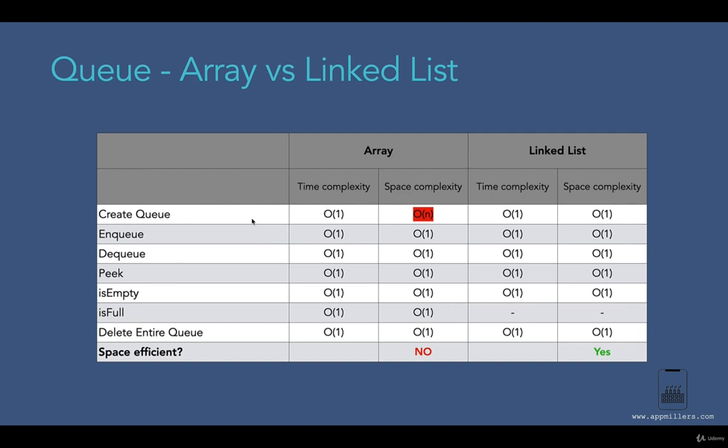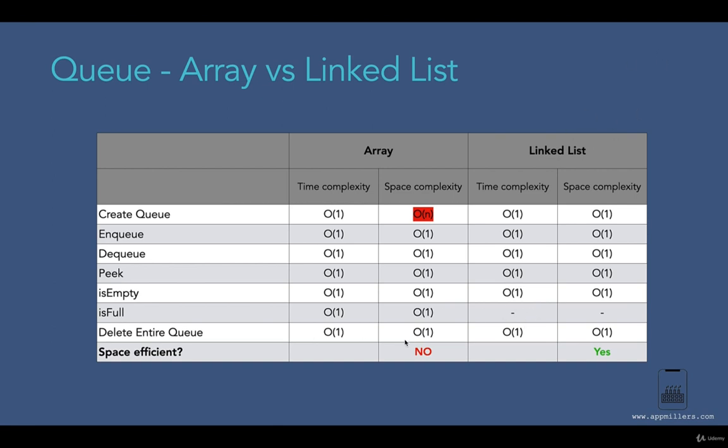Now in case of time complexity, we can easily see that both cases, using array and linked list, take O(1) time complexity. So from this table, you can easily see that creation of queue in both cases takes O(1) time complexity, enqueue method in both cases takes O(1) time complexity, peek method also takes O(1) time complexity, isEmpty method also takes O(1) time complexity for both cases.